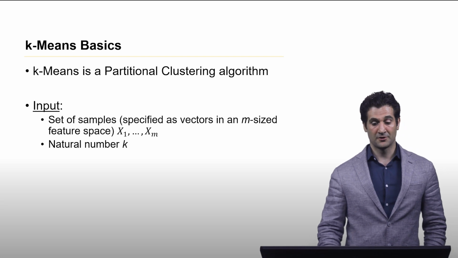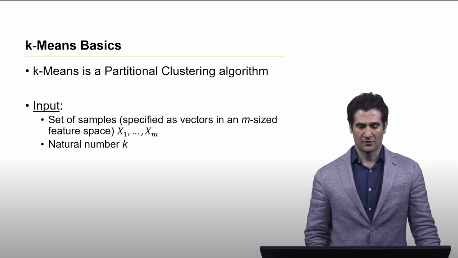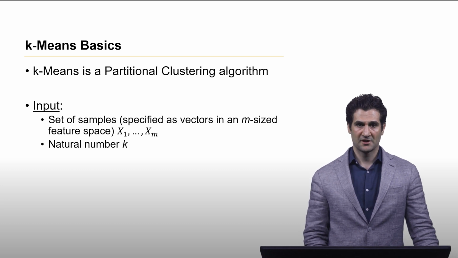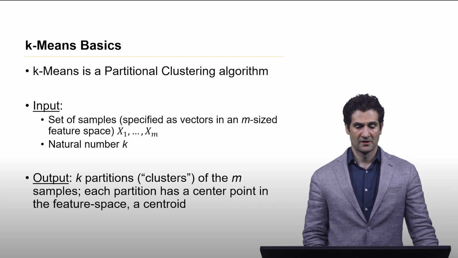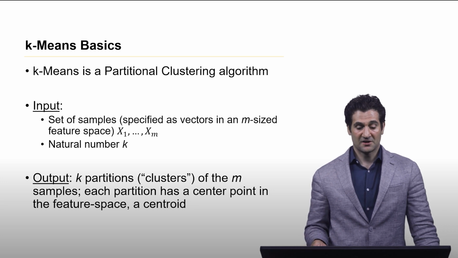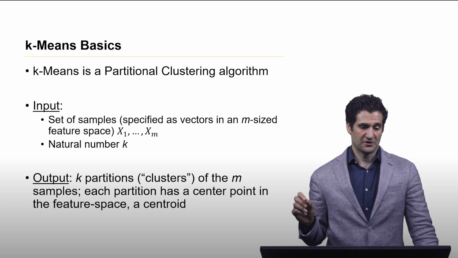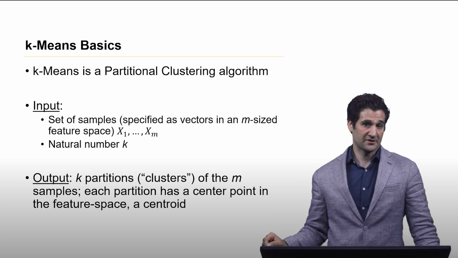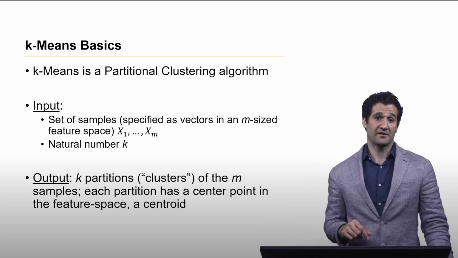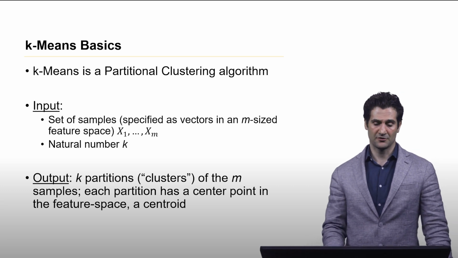And so the input is very simple. We're going to assume that there are m number of samples and the natural number k, and the output is k partitions of the m samples, and each partition will have a centroid. Now, a centroid is just a coordinate in the feature space that's the center for each cluster. It does not necessarily have to be associated with any of the samples.